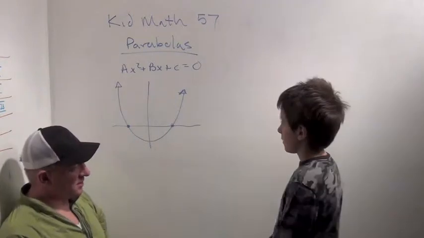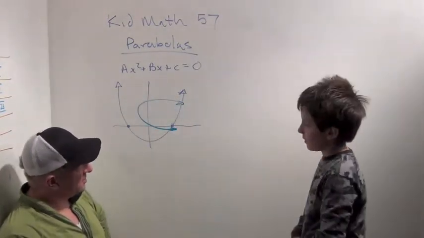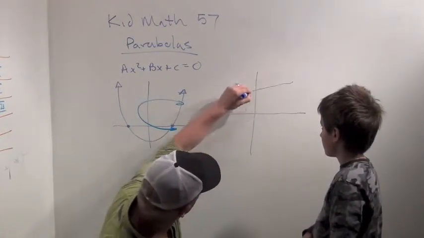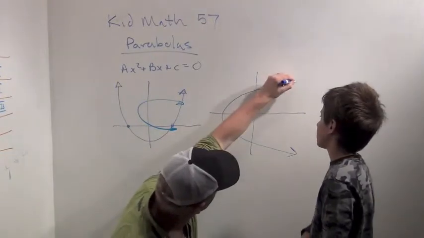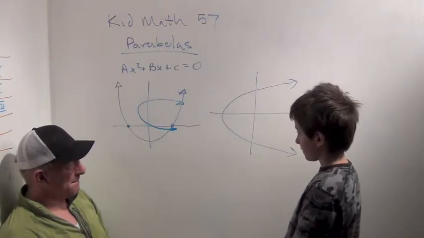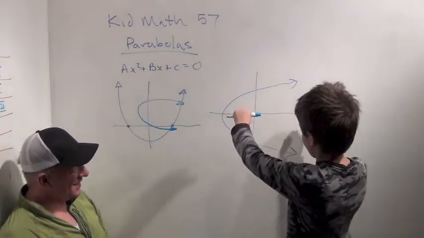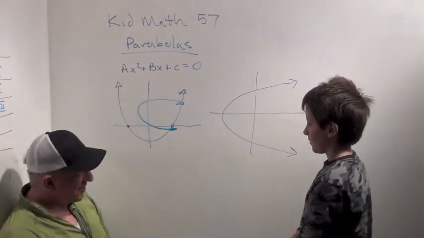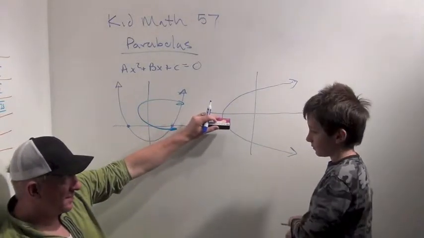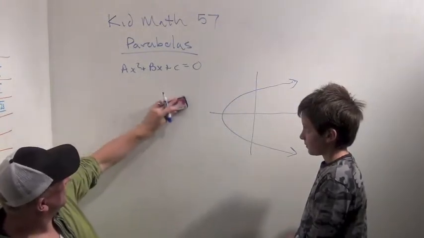And what question did you ask? Why don't they ever go like this? Very interesting question. Why don't parabolas ever go sideways? They do if you rotate the axis. Exactly. This is a very interesting question. So parabolas that go sideways, like that, and you just answered your own question.